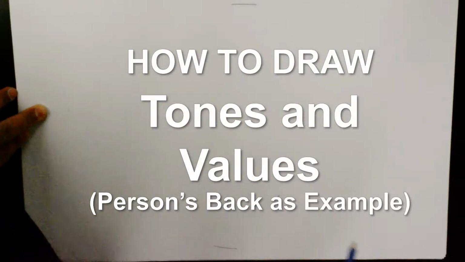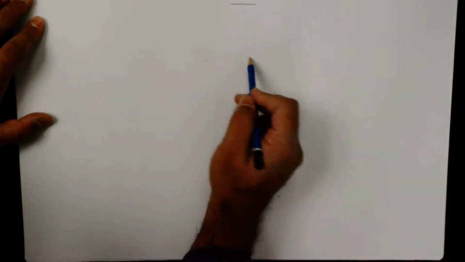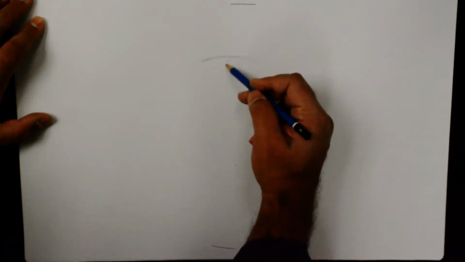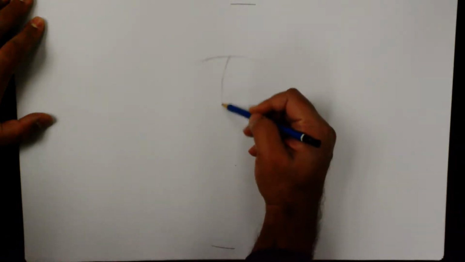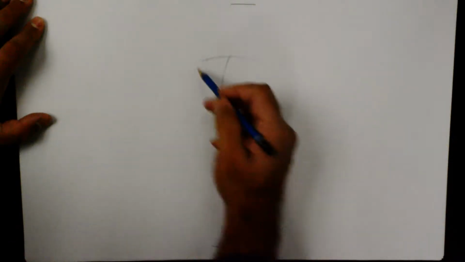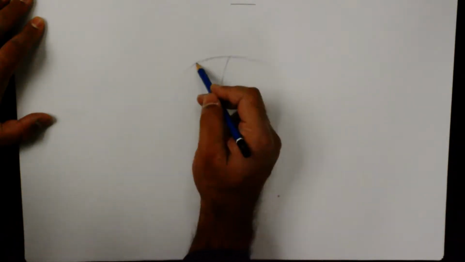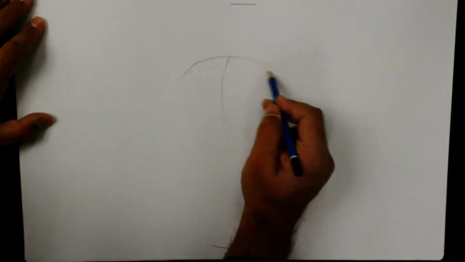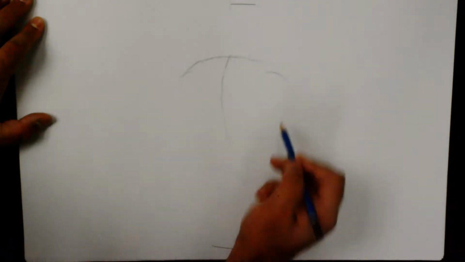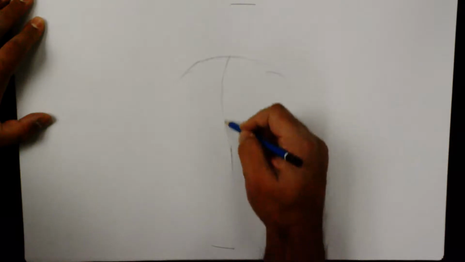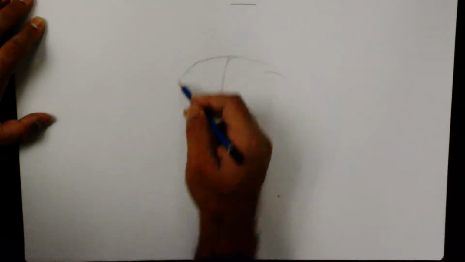Today we'll be doing some tonal exercise. So we are going to use the popular back. So I'm talking about a human back, essentially a man's back. A slightly developed back, so that we can work and have some fun with tones and values.